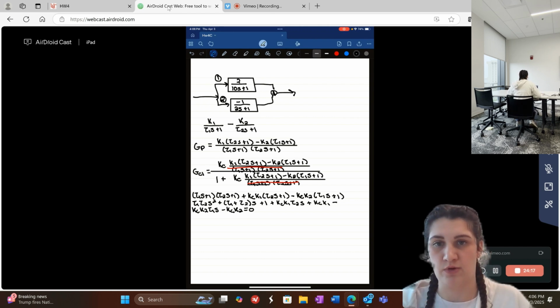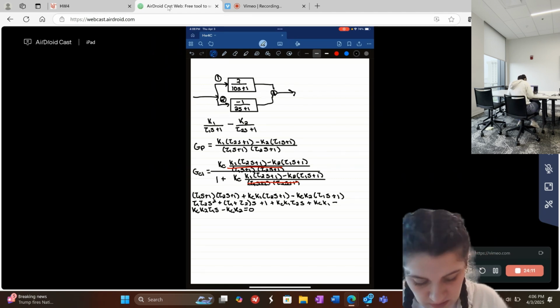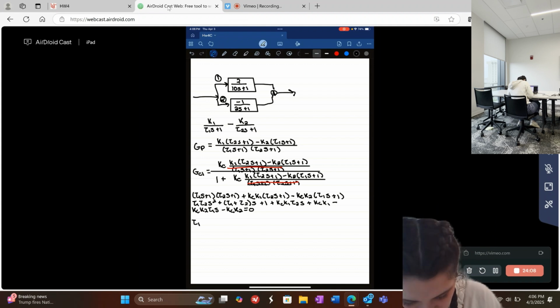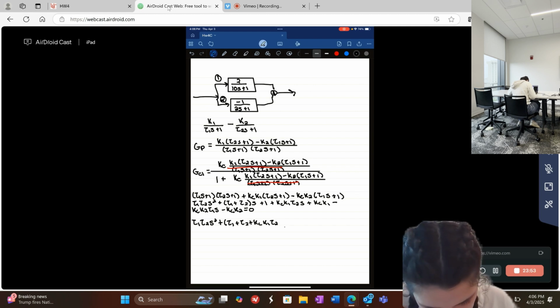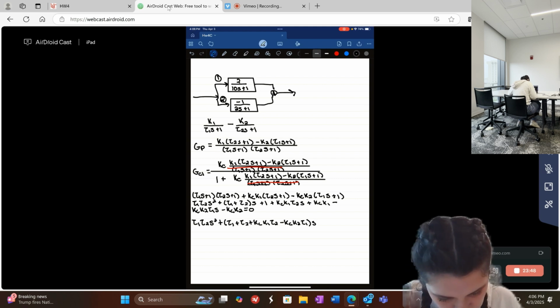And then now we're going to group everything together by the power of s that they're associated with. So when we do that, we end up with tau 1 tau 2 s squared, plus everything that goes with an s. So tau 1 plus tau 2 plus kc k1 tau 2 minus kc k2 tau 1 times s, and then plus kc times k1 minus k2 plus 1. That's equal to 0.